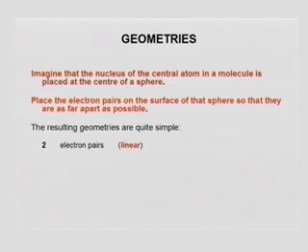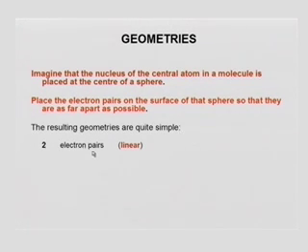Right, the point about molecular geometry is here. Imagine that the nucleus of the central atom in a molecule is placed at the center of a sphere, much like the yellow ball we've just been looking at. Now you place the electron pairs on the surface of the sphere, just as we did, so that they're as far apart as possible. That means they all have the same amount of repulsion, equiangular, we spoke about. Now the resulting geometries are very simple.